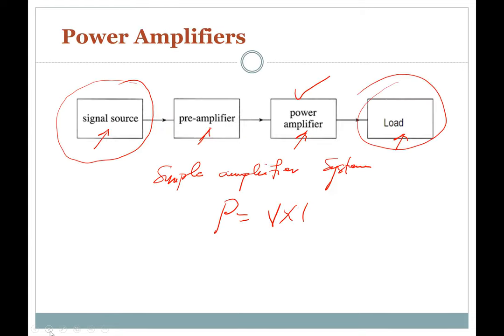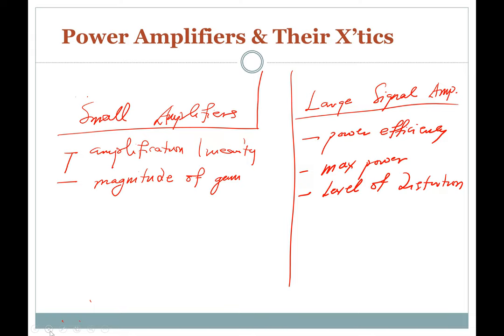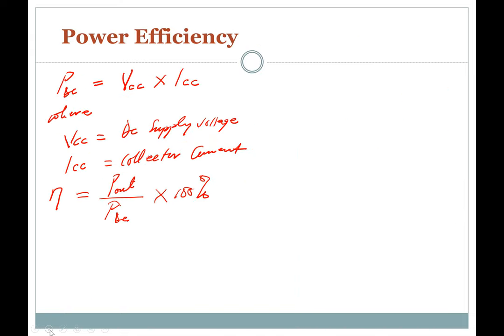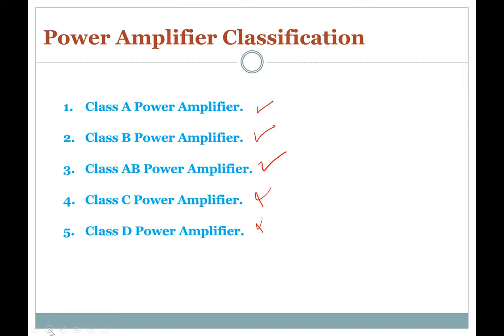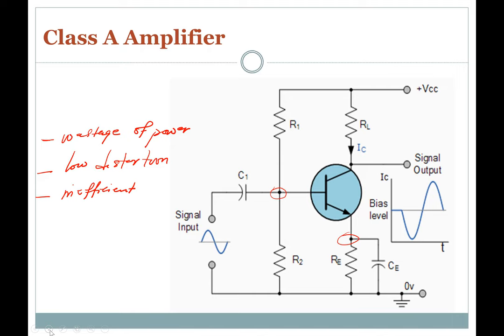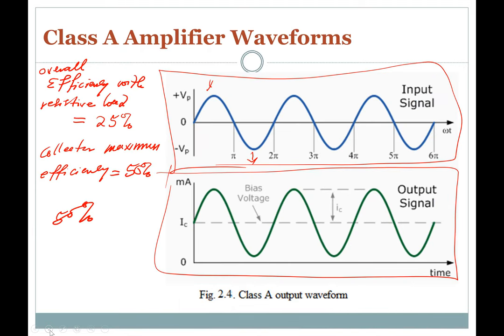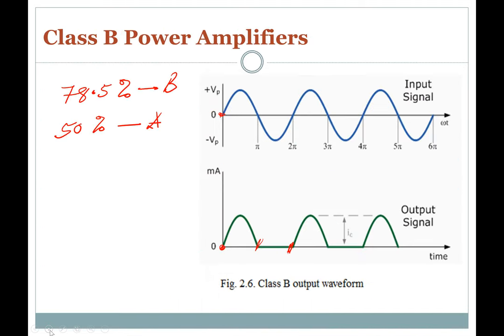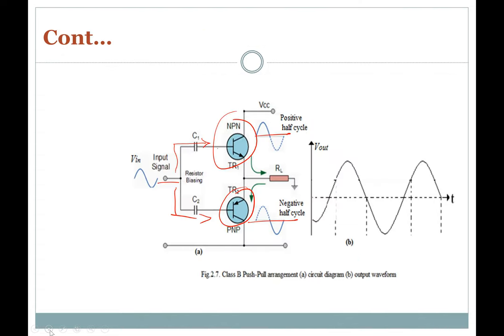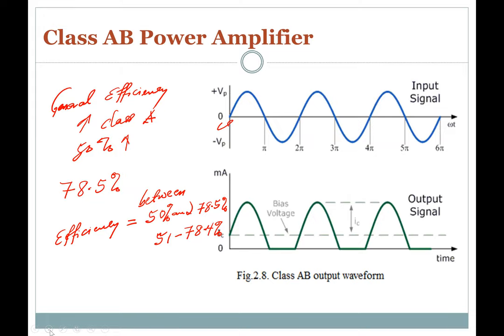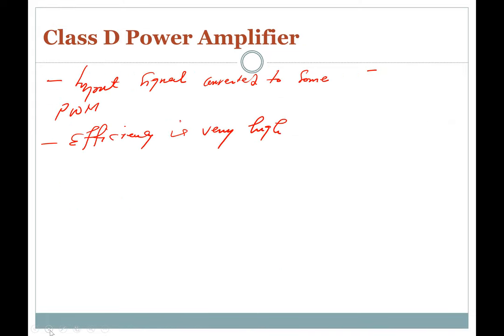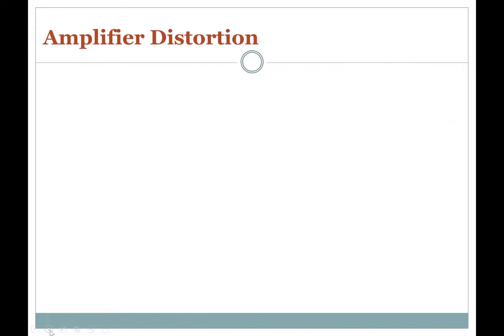To lecture two again. We have looked at the power amplifiers, their characteristics, and power efficiency. Then we looked at the amplifiers based on their classes: the class A amplifier, the class B amplifier, the class AB amplifier, the class C, and then the class D amplifier.